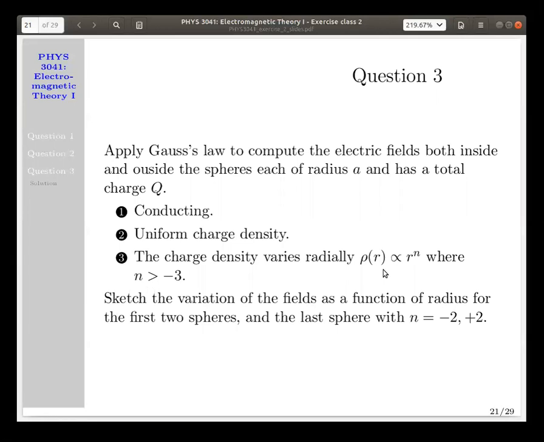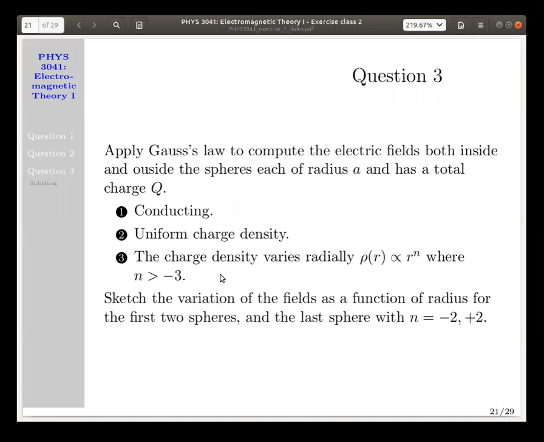The final question is about applying the Gauss law to compute the electric fields both inside and outside the sphere, each of radius a, and has a total charge q. So you're asked to consider 3 different cases. One is a conducting sphere, and one is the sphere with uniform charge density, and one is the sphere with charge density that varies radially and proportionally to r to the power n, where n is taken to be greater than minus 3.